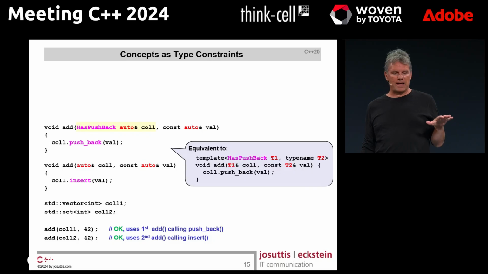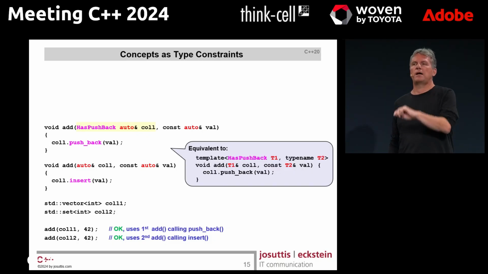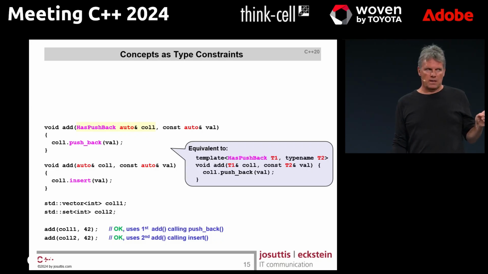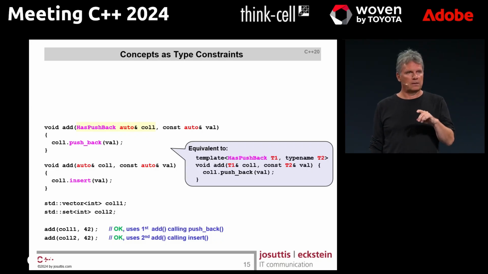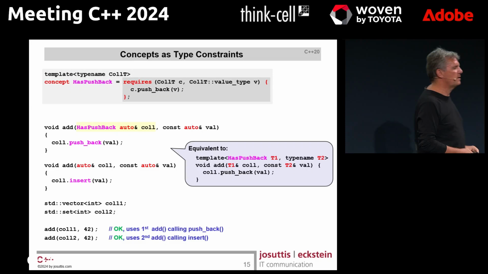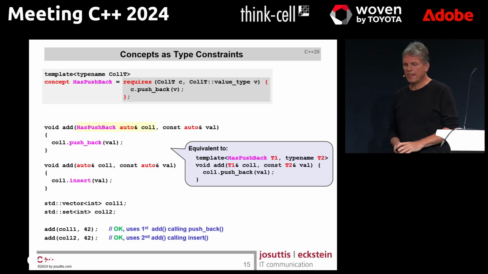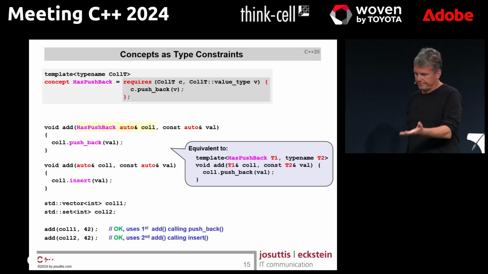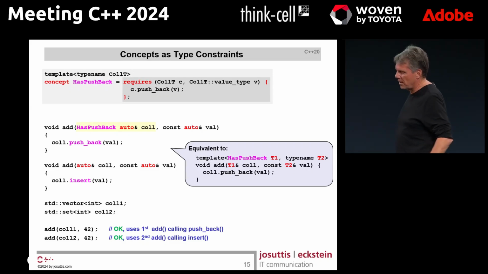As you can apply a concept to a template parameter, you can apply a concept to auto. Again, concepts are the only thing you can apply there. And you have seen the definition of has_pushback already, as you see it here on the top.